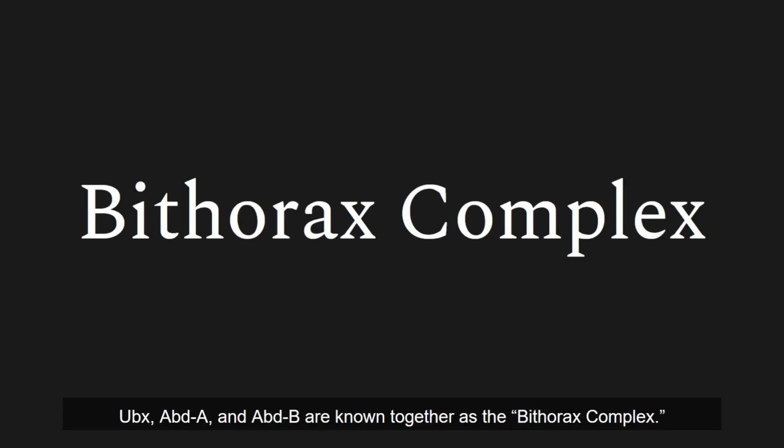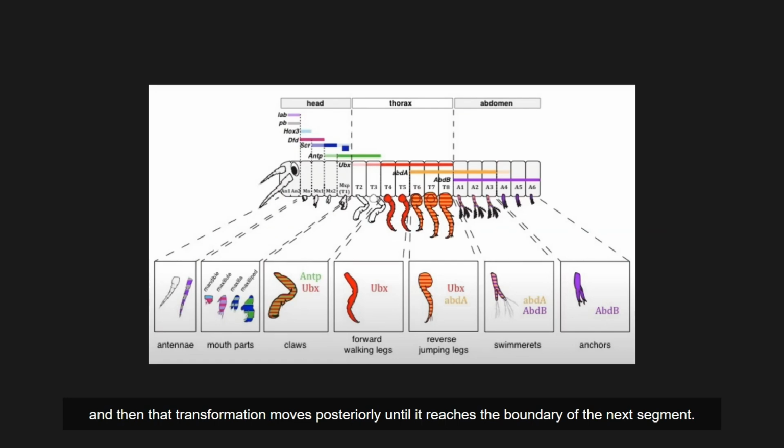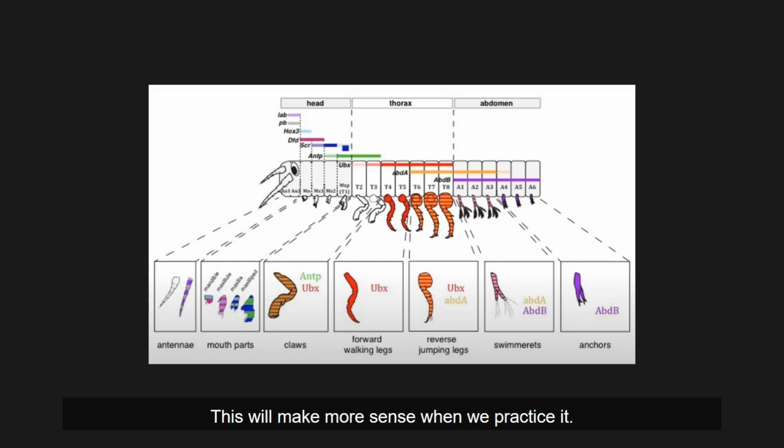UBX, abdominal A, and abdominal B are known together as the bithorax complex. The rule that this complex must follow is that the segments that lose expression will take on the identity of the segment in front of it, and then that transformation moves posteriorly until it reaches the boundary of the next segment. This will make more sense when we practice it.